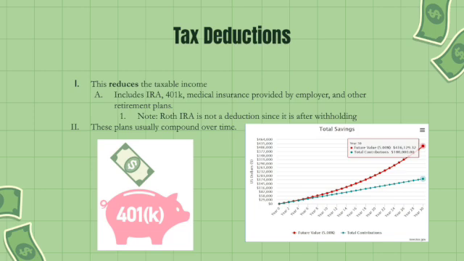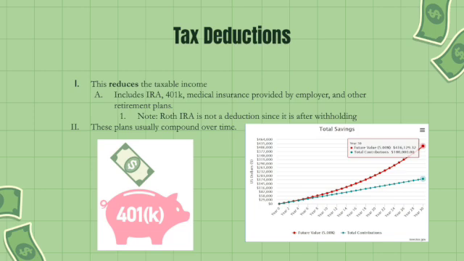And then tax deductions are what reduces the taxable income. So these are the IRA, 401k, any medical insurance provided by your employer, another retirement plan. Sometimes tax deductions can also be donations. This goes into what we discussed earlier about how your spending can decrease your taxable income.